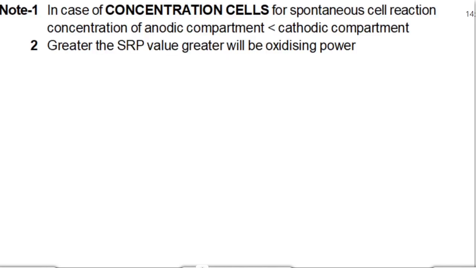Okay, next. In case of concentration cells, for a spontaneous cell reaction, the concentration of the anodic compartment should be less than the cathodic compartment, because if the concentration of the ion at the anodic compartment is less, then that will form more ions, and if the concentration of ions in the cathodic compartment is more, that will be consumed. And the greater the standard reduction potential, the greater will be the oxidizing power.